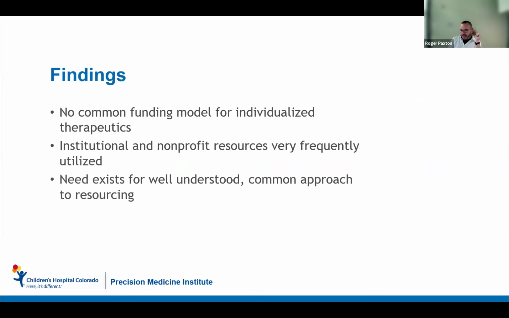So what are our takeaways from this? We can see that there is at present no common funding model for individualized therapeutics. We can see that institutional and nonprofit resources are frequently utilized, and we can see that there is a need for a well-understood common approach to resourcing that we can use with great replicability for the sustainability of these sorts of therapeutics.